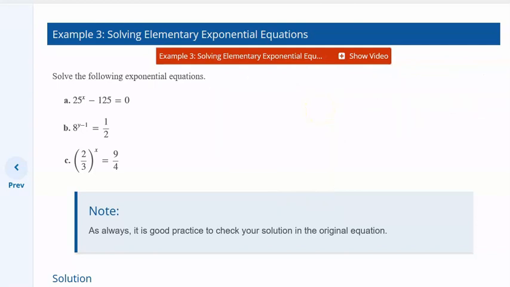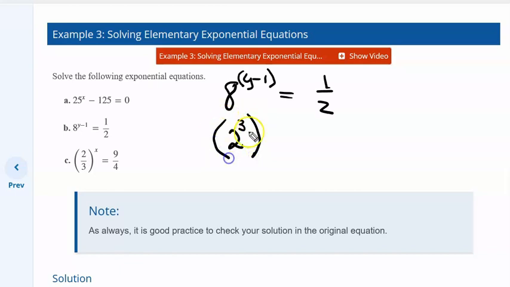All right, this one's a little more challenging, but let's set it up. So we have 8 to the y minus 1 power, and put that in parentheses if we'd like, equals 1/2. Now we want to get 8 here to some base where the bases are the same. Well, we know that 2 to the third power is 8, and this is going to be still y minus 1 here.